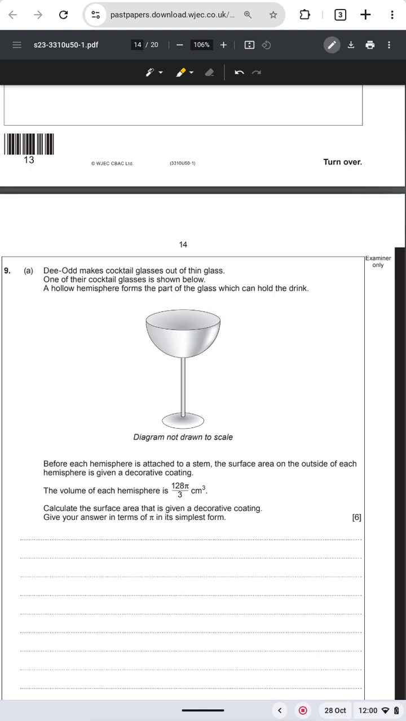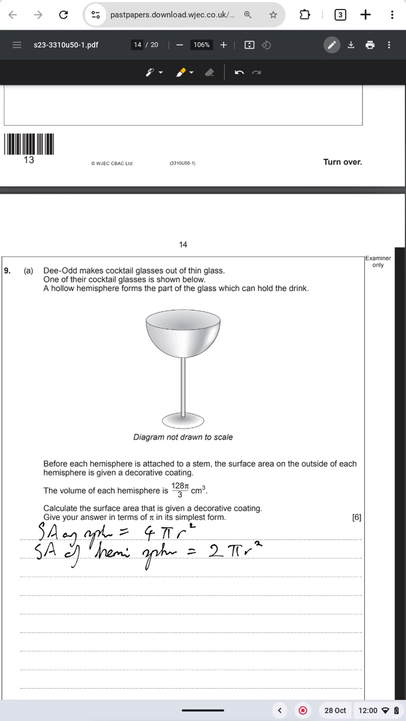Give your answer in terms of pi in its simplest form. Okay, so the surface area of a sphere is equal to 4 pi r squared. This is given above in the formula sheet. So the surface area of a hemisphere is going to be equal to half that, which is 2 pi r squared.